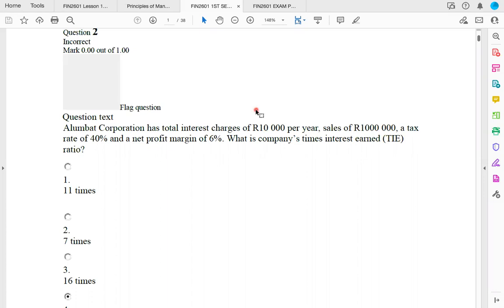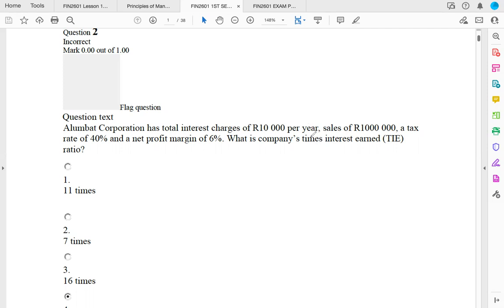Next question, number 2, is asking us to calculate the times interest earned ratio, TIE, right? Like we always say, when you want to calculate any particular ratio, your starting point should be to write the formula for that ratio. And then you have to check if you've been given all the information you need to calculate the ratio. If any information is missing, you usually have to use another ratio to get the information that's missing.